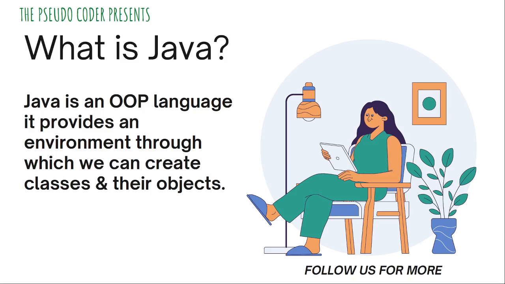So let's understand what is Java. Firstly, to inform you, Java is not an acronym. That means it has no full form. Okay. Now, let's discuss the definition.